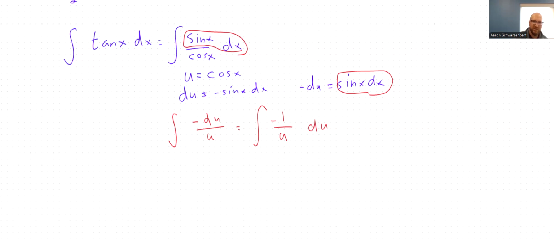What has a derivative of 1 over x? The ln. Negative ln u, plus c. U was cosine of x. There's technically an absolute value there. I should put it in this case because cosine is not always positive.